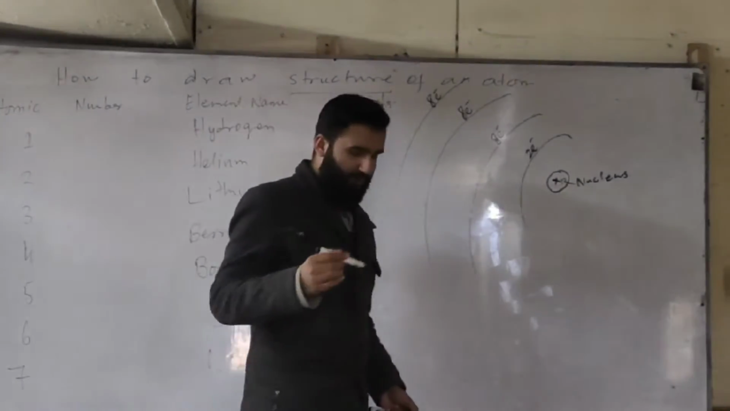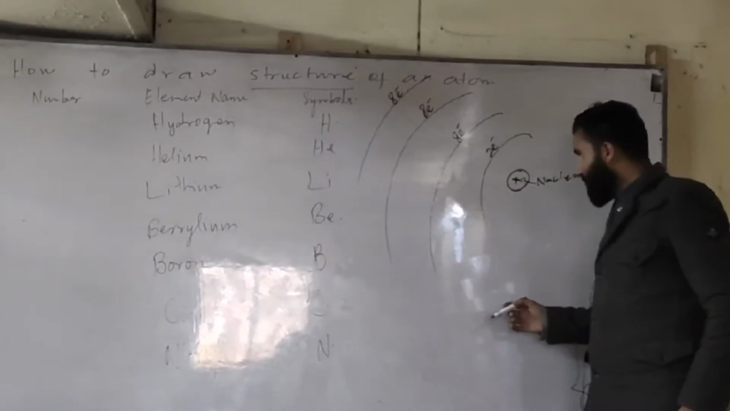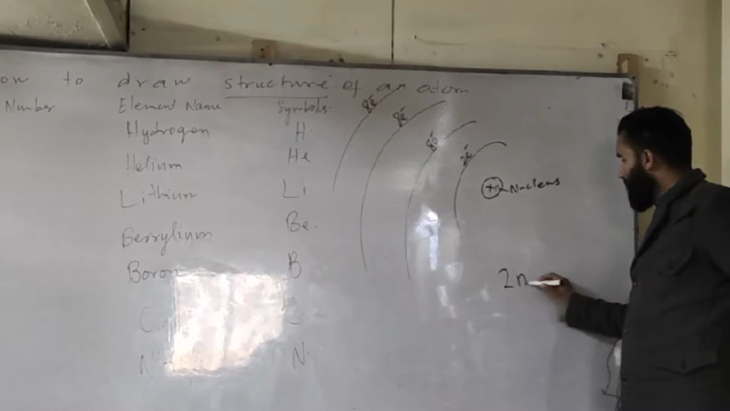So there are the following number of electrons revolving in each orbit.